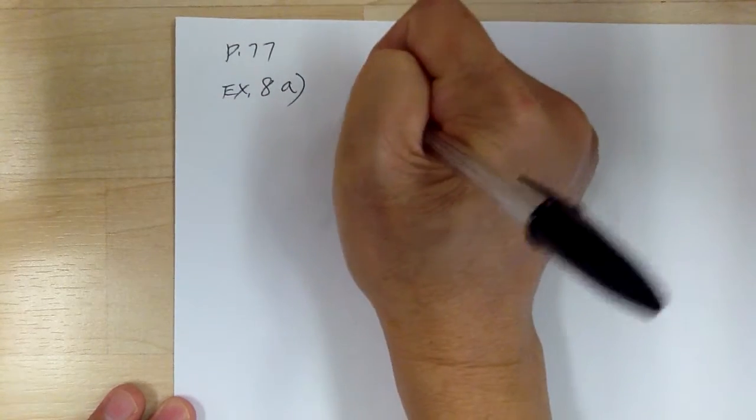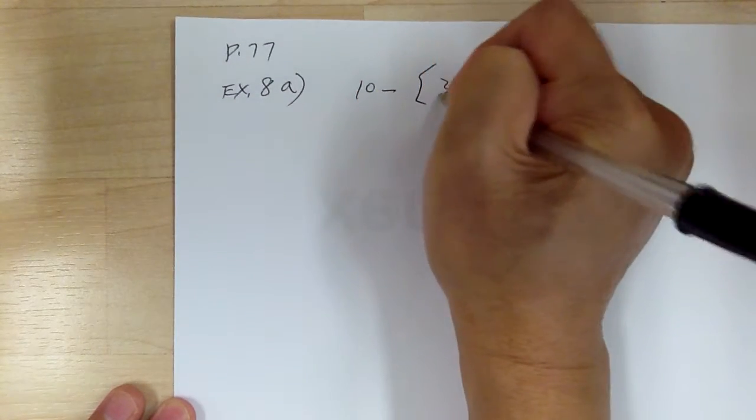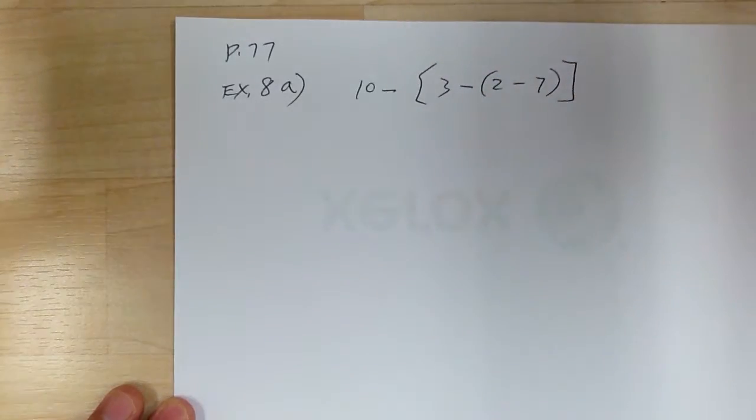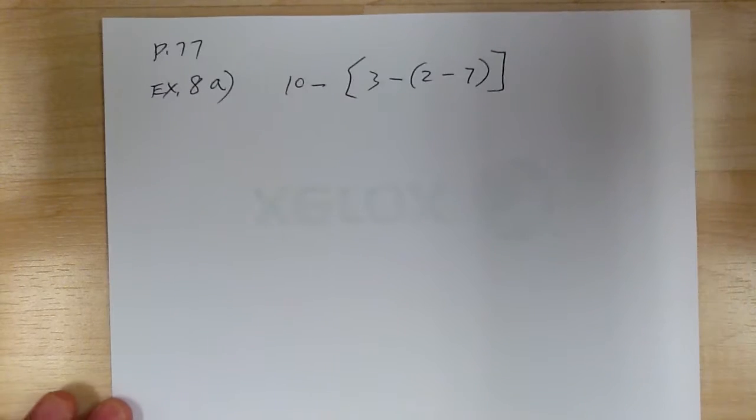A, you've got 10 minus bracket 3 minus parentheses 2 minus 7. When you do this, make sure you go down step by step. Do one step at a time, or else you're going to make a lot of mistakes on the test. Again, I'm trying to help you.